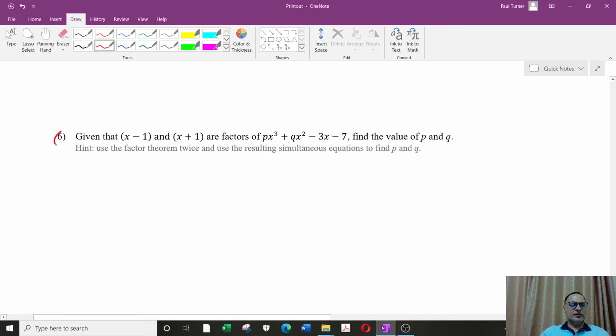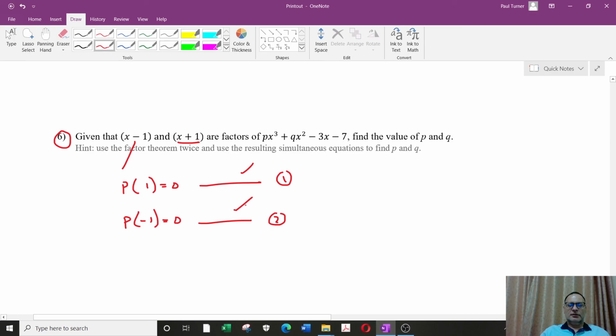This question is like the one we did with remainder theorem. So you've got P of 1. Now this should be equal to 0. You'll get an equation here, equation 1. Do the same for this one here. If the factor is x plus 1, P of minus 1 should be equal to 0. And you'll get the second equation here. And these are your simultaneous equations. So solve them, and then you can find P and Q.